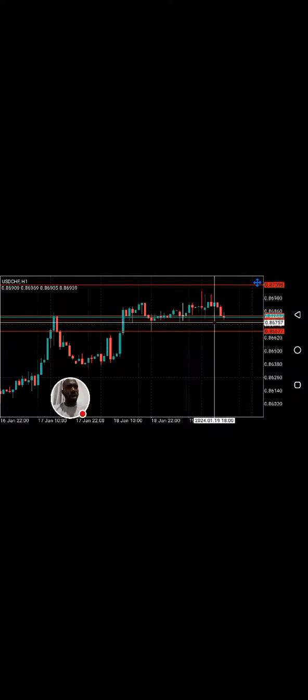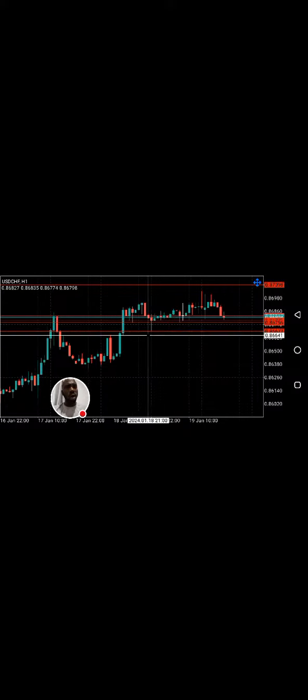Okay, so we should wait for price. Sorry for that. We should wait for price to close below this low. This is where we'll confirm a shift of market structure on 1 hour. Wait for a candle to close below this low.